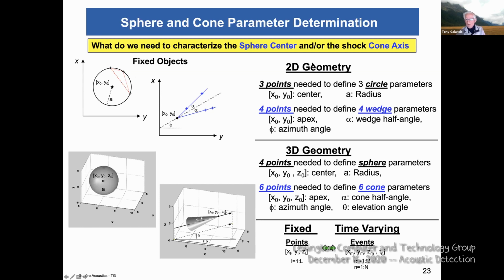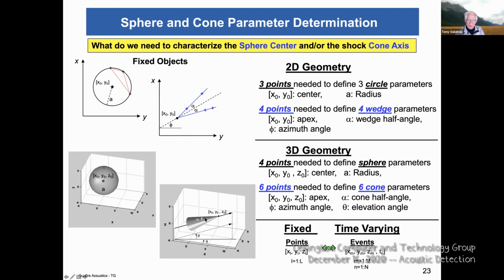So in 2 dimensions, you need 3 points to define a circle, and you need 4 points to define a wedge. If you go to a 3D geometry, now, in addition to x, y, and the radius, you also have a z coordinate for the center. Therefore, you need 4 points to define the sphere.